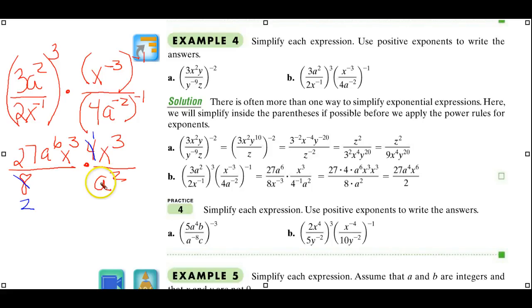Now I'm going to take this a to the second and subtract it from this a to the sixth. So on the top I get 27 over 2. And now this is going to be a, 2 from 6 is 4. And then x to the third, x to the third, x to the sixth. And lo and behold, that's what they have.